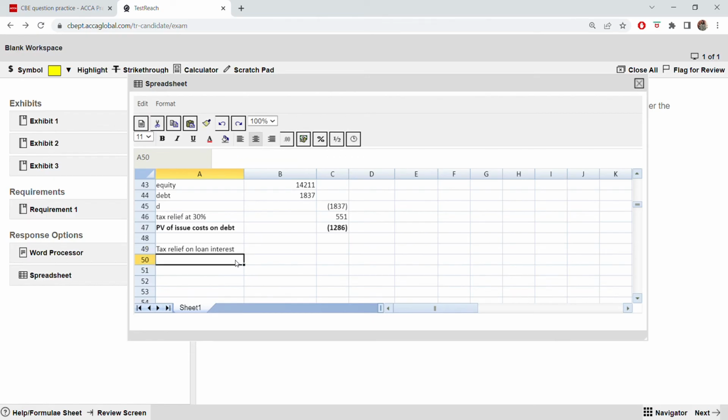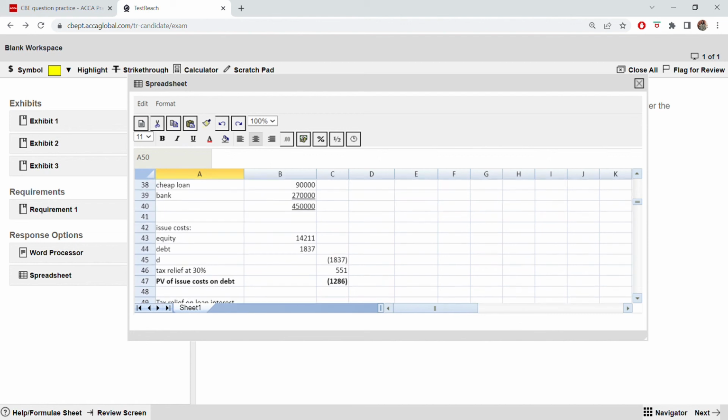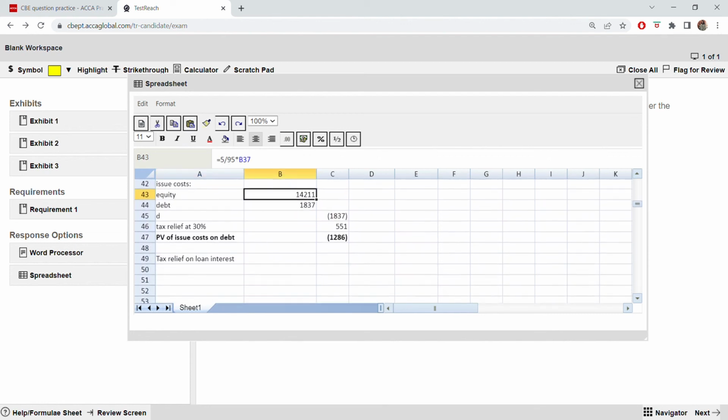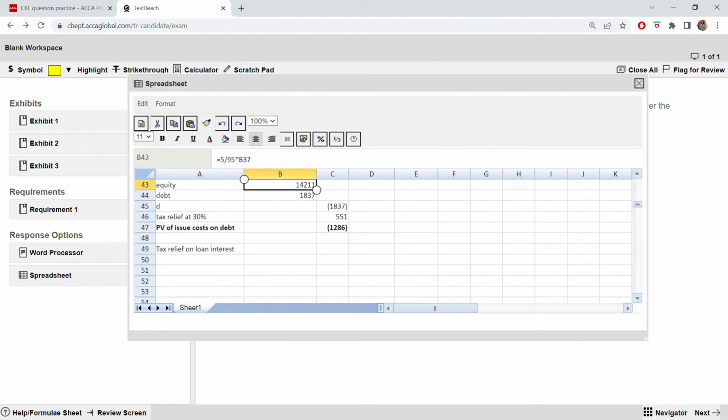This is just the loan interest we are talking about, not the subsidized loan. We'll come to that later. Tax relief on the loan interest, the cheap loan, okay.